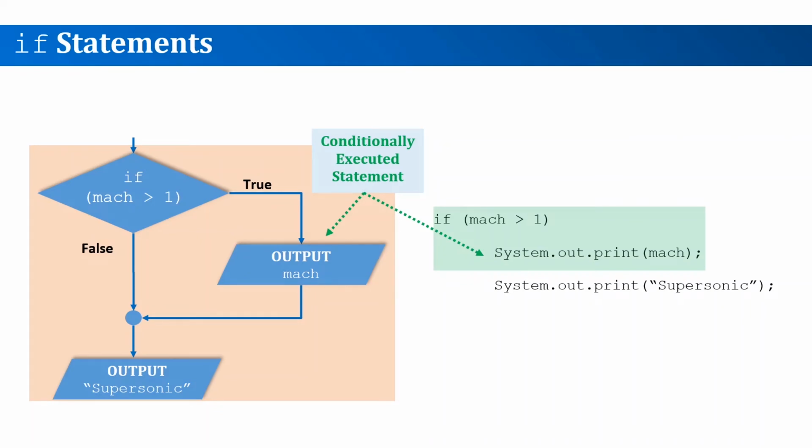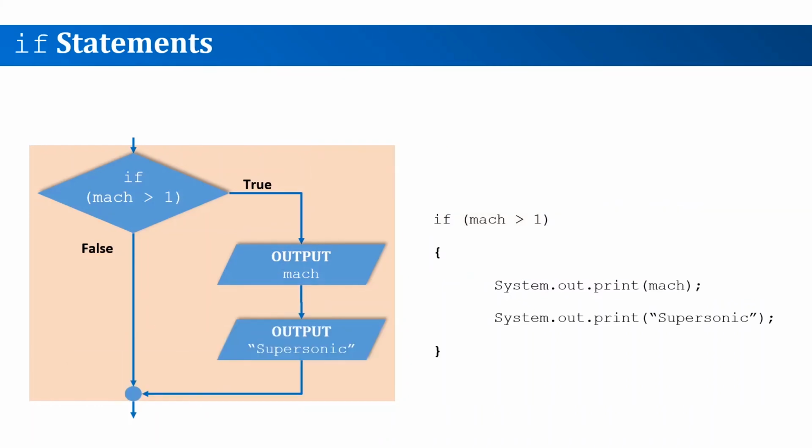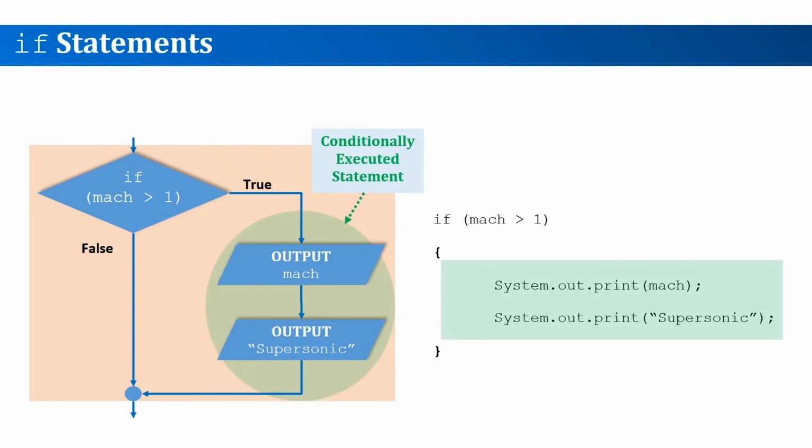Alright, then how do we tell Java that the print statement with the string literal supersonic is part of the if statement and is similar to the print statement printing the variable Mach? To do this, you have to enclose both statements in a pair of curly braces, which will make both print statements conditionally executed statements.